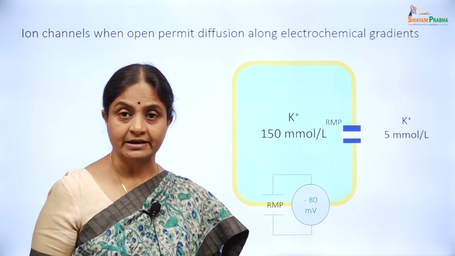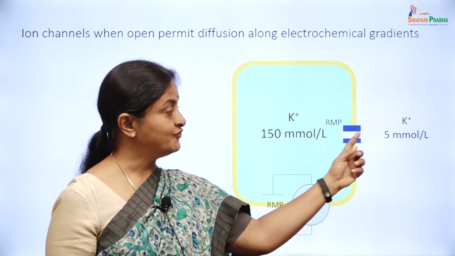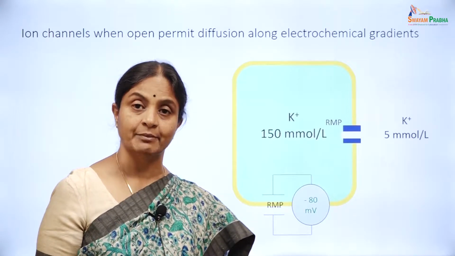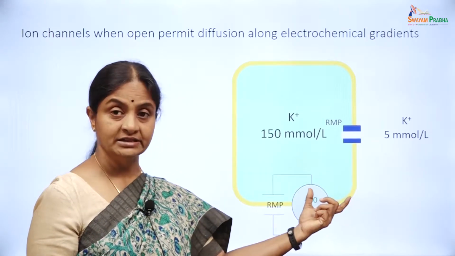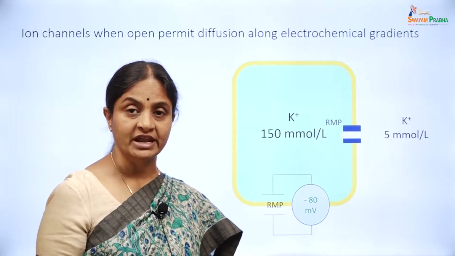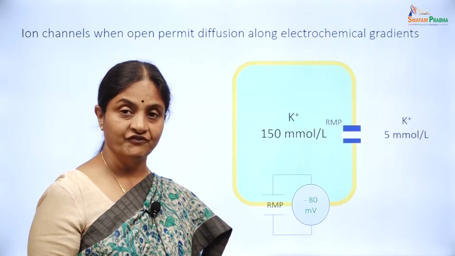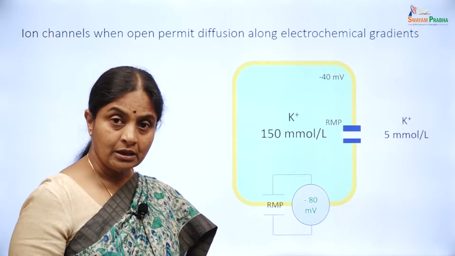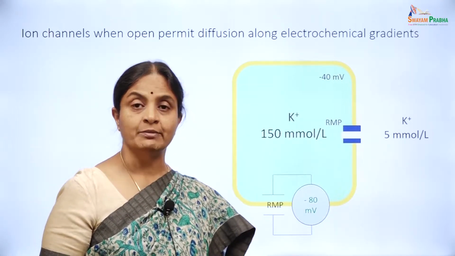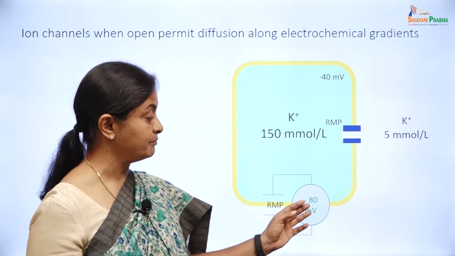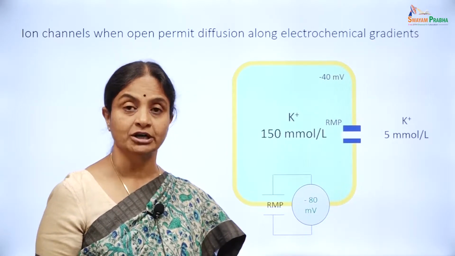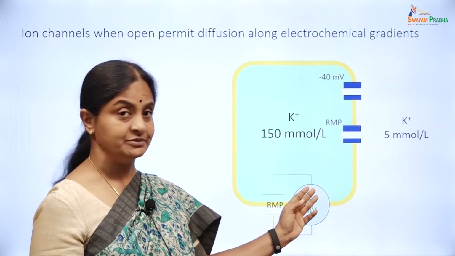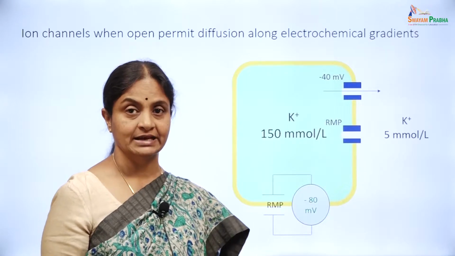So, what you need to understand is that for diffusion through ion channels, what matters is the electrochemical gradient and not just the chemical gradient. The electrochemical gradient in this scenario is 0, and therefore there is no net diffusion of potassium across the membrane. Now, if the cell membrane voltage became more positive, let us say from minus 80 it moved to minus 40 millivolts, now the inside being more positive than the equilibrium status, potassium will move out of the cell.